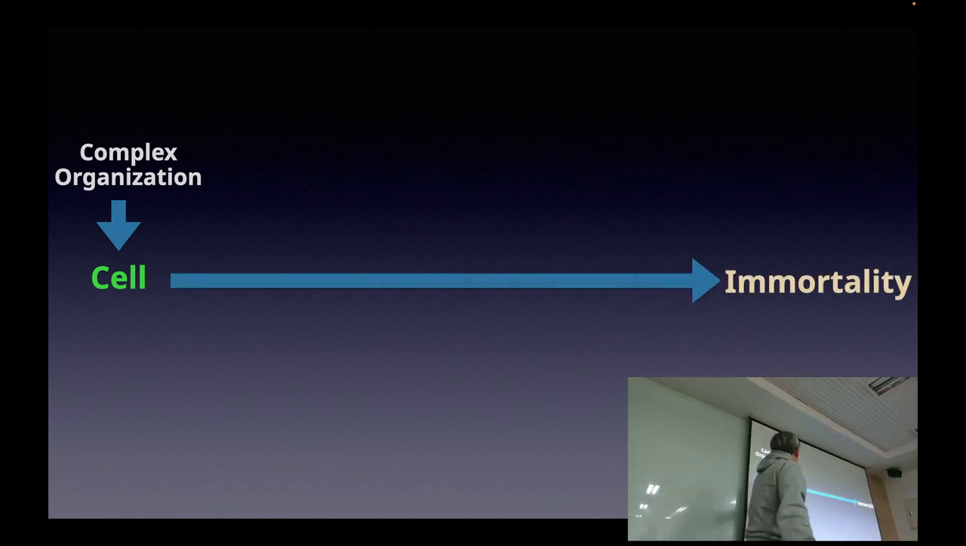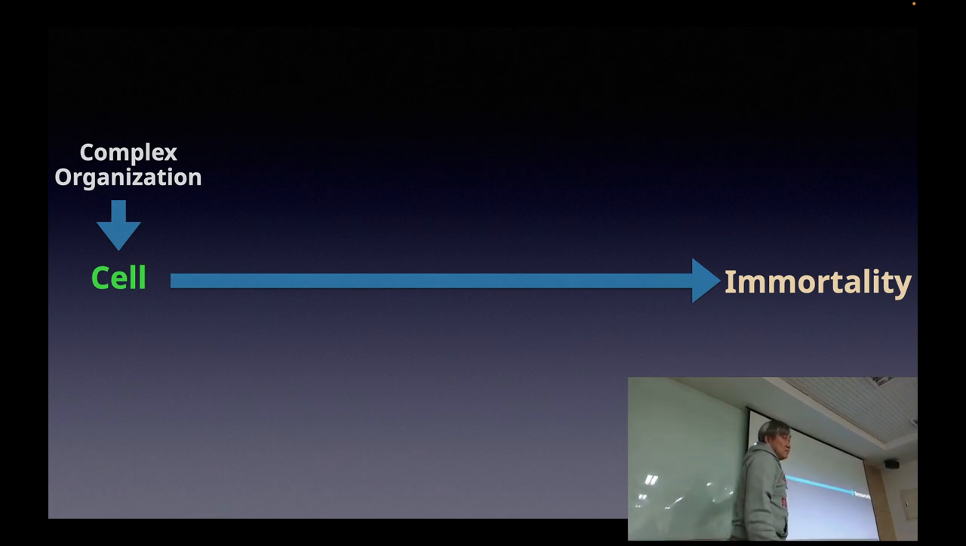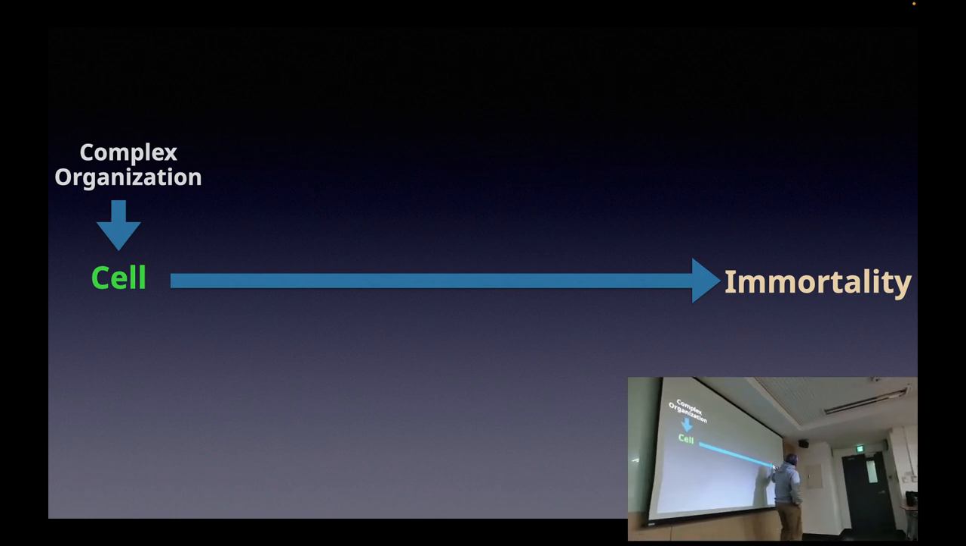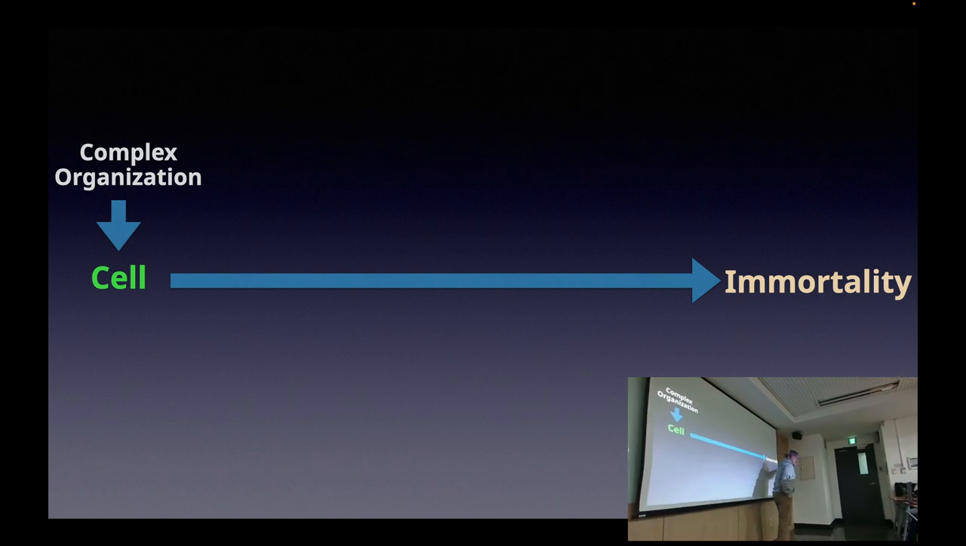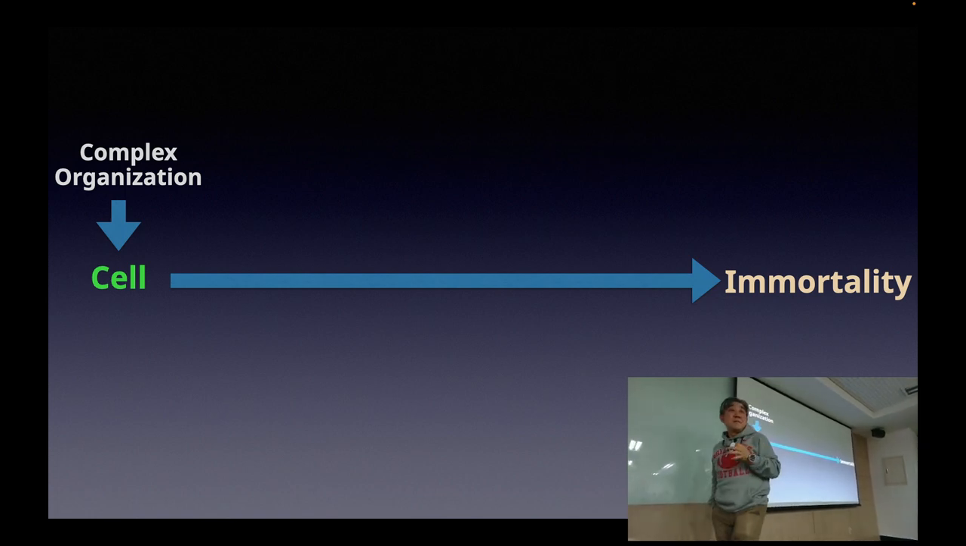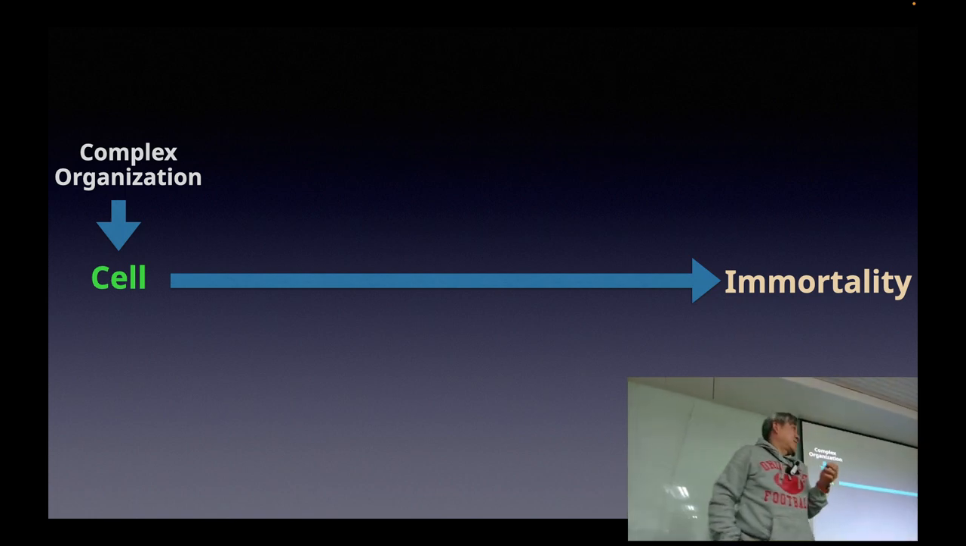Once you have formed the cell, this is something of a deep mystery. Every cell wants to achieve this: immortality. So every cell wants to live forever. Everybody. I don't know why.